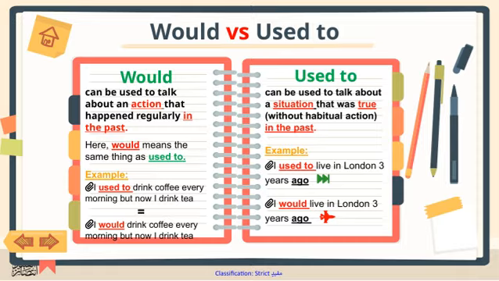However, used to is more common for describing past states or situations, while would emphasizes repeated actions. So, to sum up, used to talks about past situations, and would talks about past habits, and they can often be used interchangeably when discussing repeated actions. This helps us clearly communicate what used to be true, or what we used to do regularly in the past.